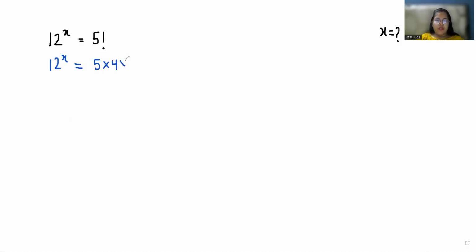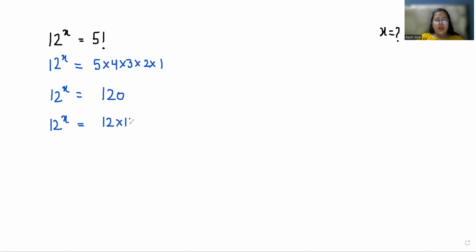We can write it as 5 times 4 times 3 times 2 times 1. So 12^x is equal to, when we multiply this, 5 times 4 is 20. 20 times 3 is 60. 60 times 2 is 120. Times 1 is 120. 12^x = 120.